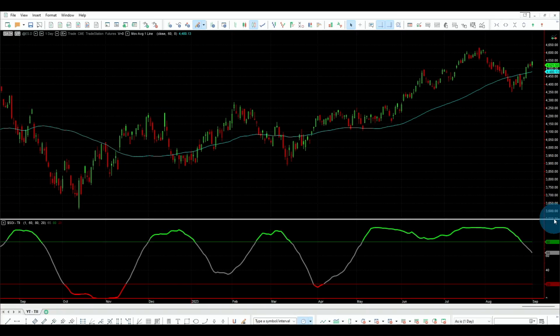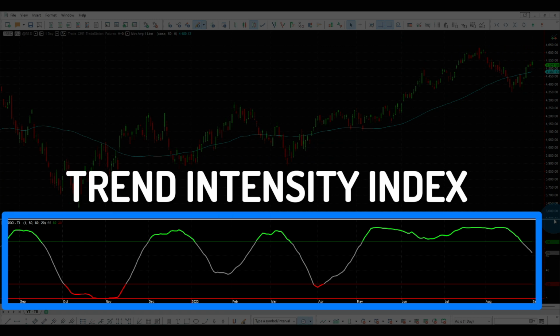To build robust strategies like these, you need good filters. Good filters usually come from volatility and direction. They are not the only ones, but they are the major ones. Today's video is about a direction filter. The indicator you see at the bottom is the Trend Intensity Index.